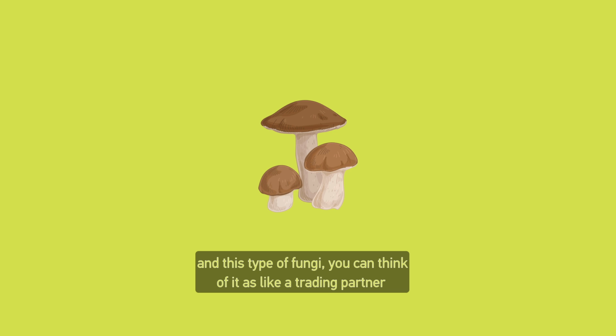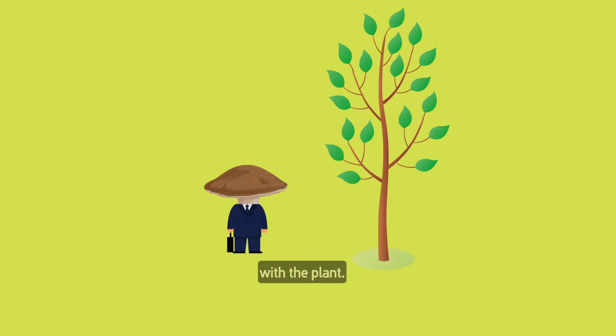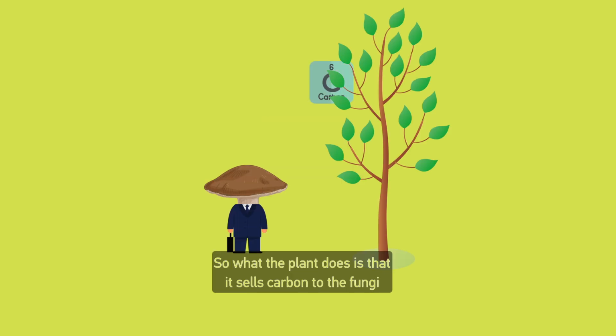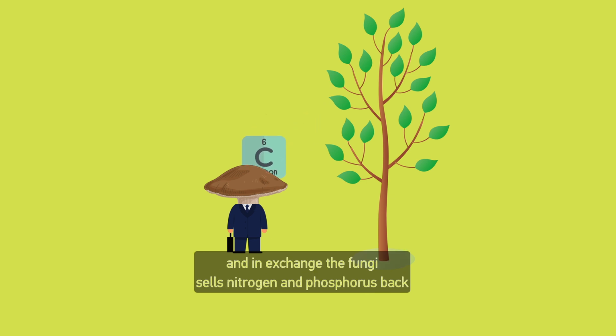And this kind of fungi, you can think of it as like a trading partner with the plant. So what the plant does is that it sells carbon to the fungi, and in exchange, the fungi sells back nitrogen and phosphorus for the plant to use. And this fungi is called mycorrhizal.